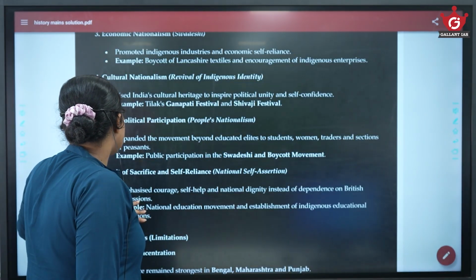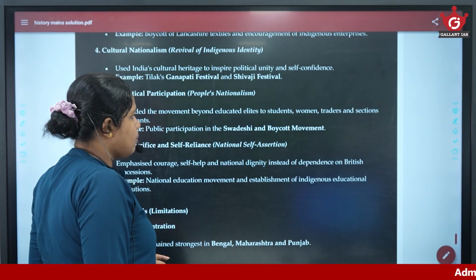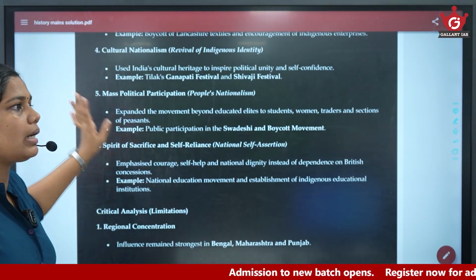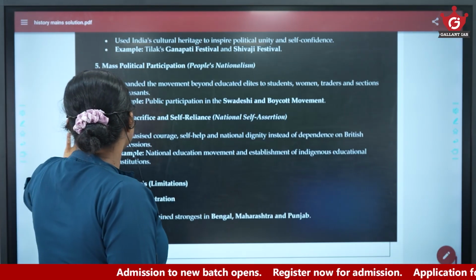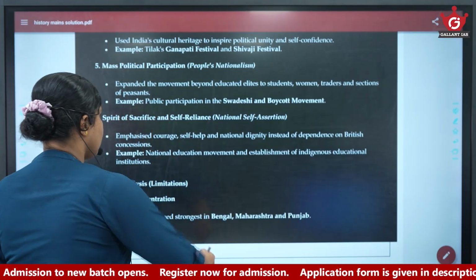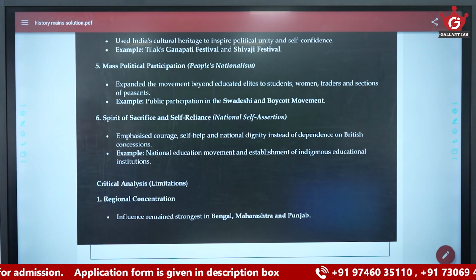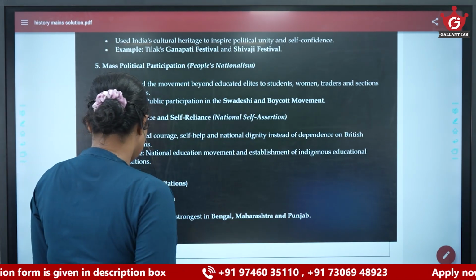Okay. Next is mass political participation. Public participation in the boycott movement, like students, women, traders, sections of peasants, etc., participated in this. Next is the spirit of sacrifice and self-reliance. Okay, you can talk about national education movements, indigenous educational institutions. You can mention here. Now we move to the critical analysis side.